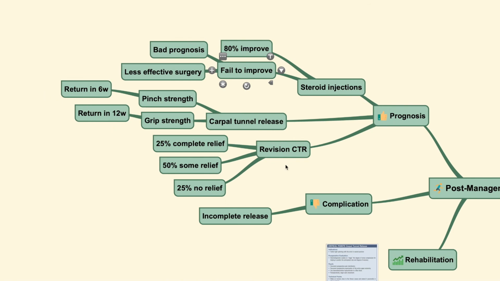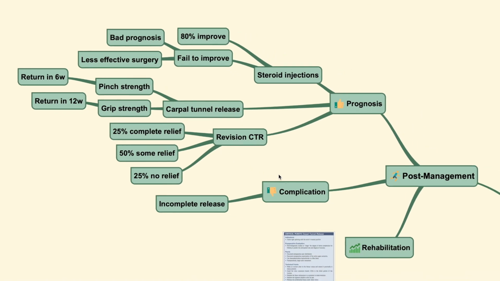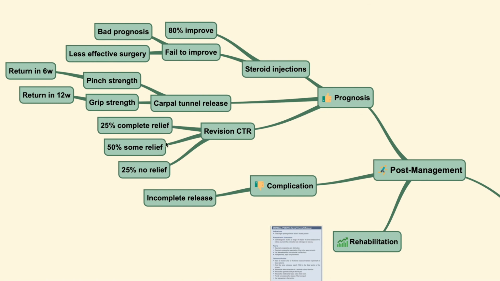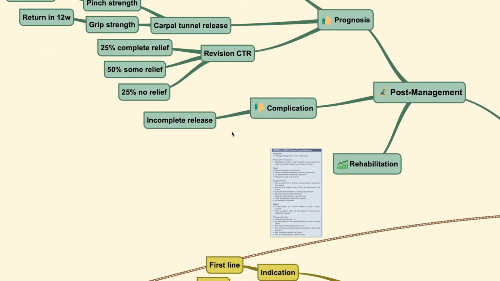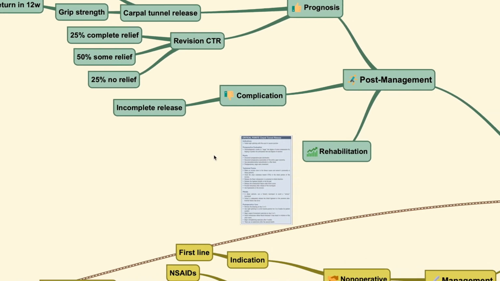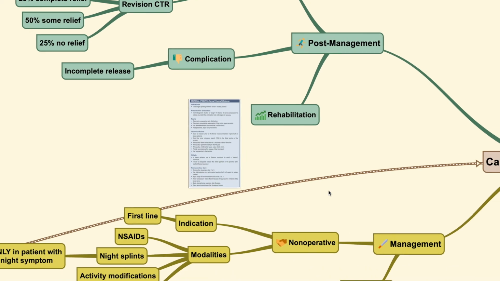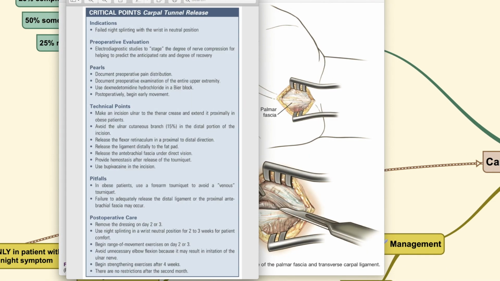The revision surgery provides a bad prognosis because generally after repeat surgery there might only be some relief in around 50% of patients. Now the complication that may arise includes incomplete release, although other complications such as wound infection or other sorts of things are quite rare nowadays. The rehab program for carpal tunnel release, the good rehab program, should include pre-operative pain distribution documentation, because it helps you determine what happens before and after the surgery.